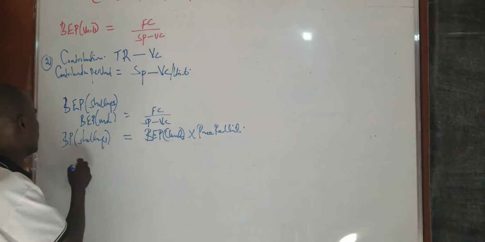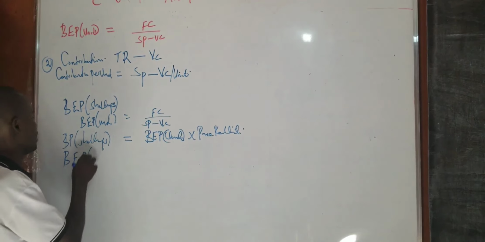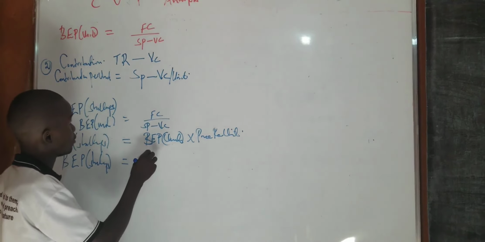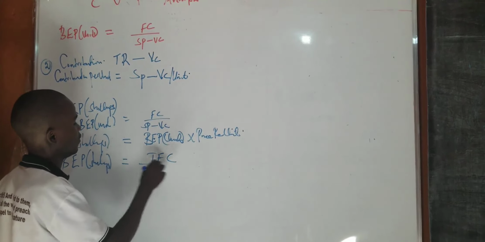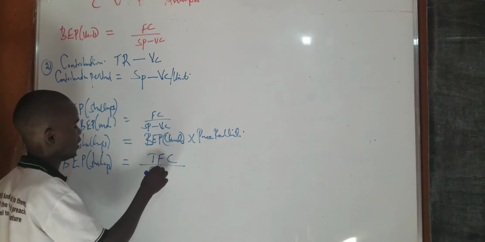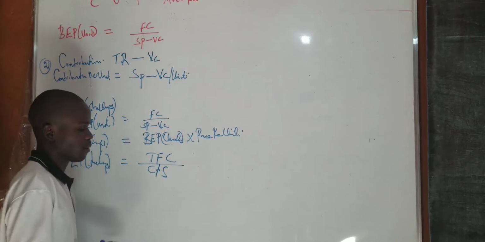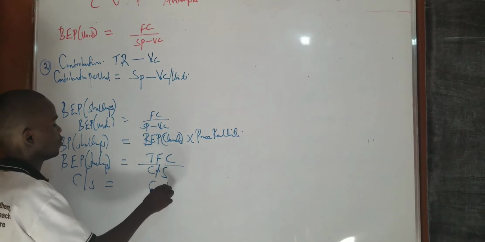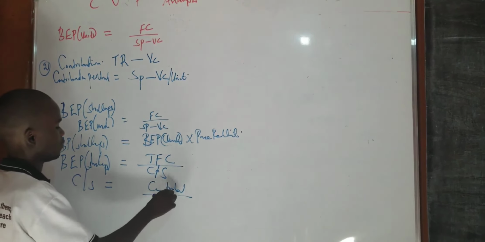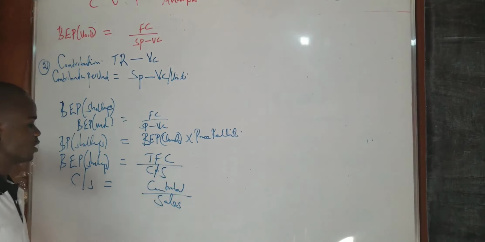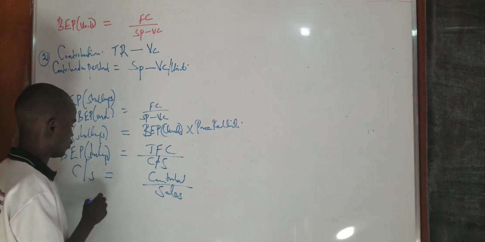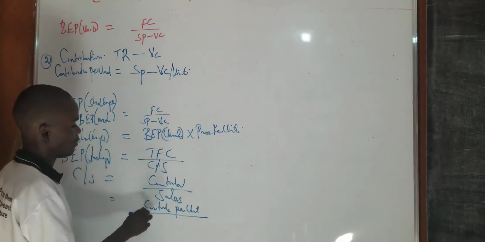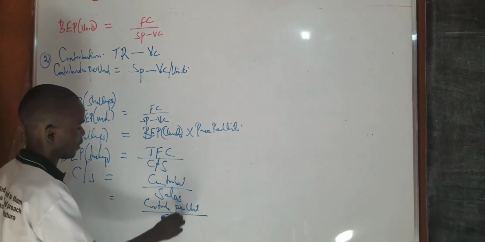But alternatively, break-even point in shilling can be total fixed cost divided by the contribution margin, the contribution to sales ratio. But what is contribution to sales ratio? It is total contribution divided by sales, or contribution per unit divided by selling price per unit.